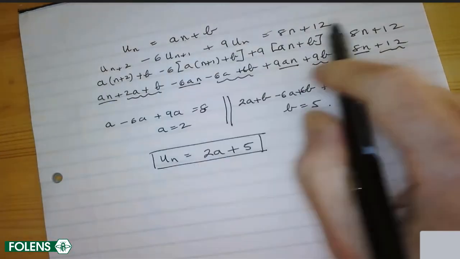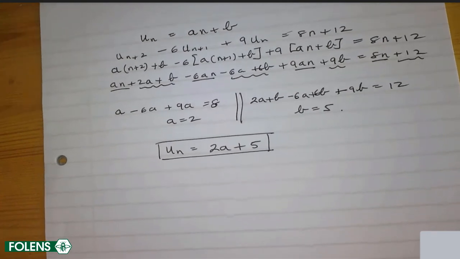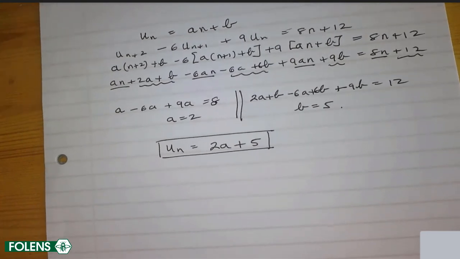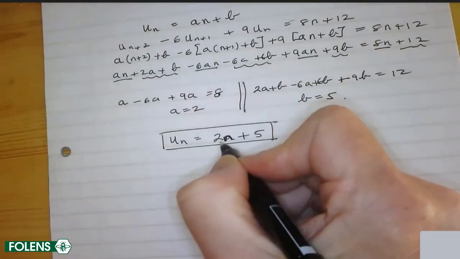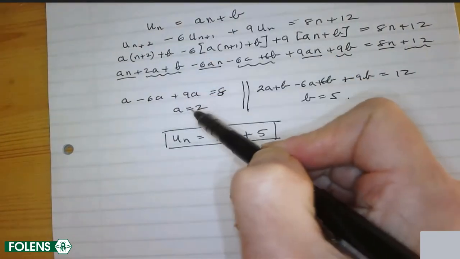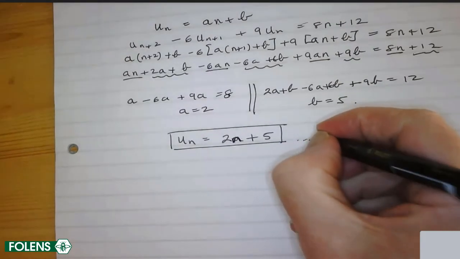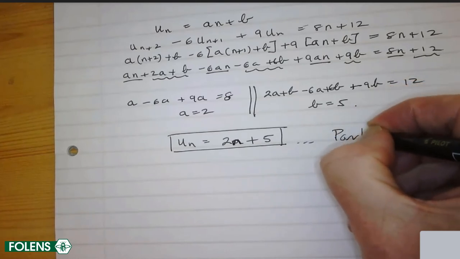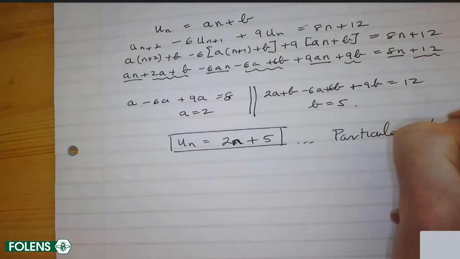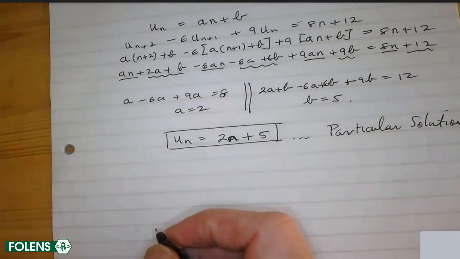So our nth term is 2n plus 5. That will work in this difference equation. And you might think, well, isn't that great? I've solved a non-homogeneous equation, and my answer is 2n plus 5, putting for a, 2, and b, 5. I'd like that to be the solution, but it isn't the full solution. That is called the particular solution, and we have to add to that the complementary solution.